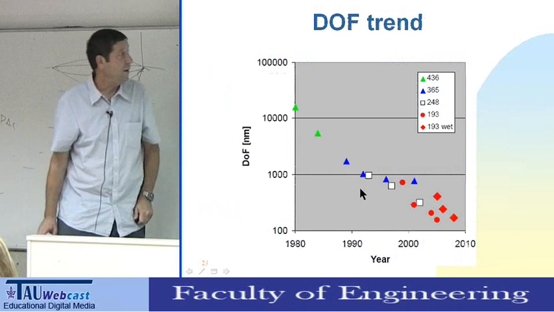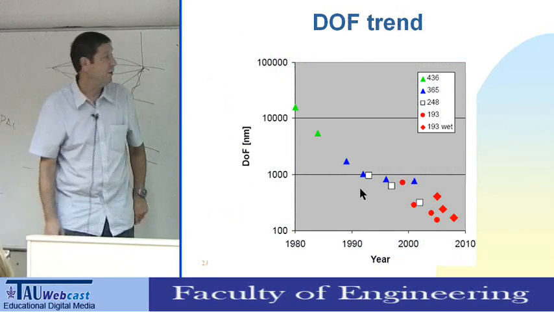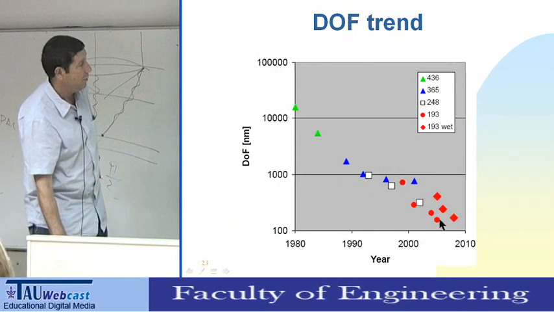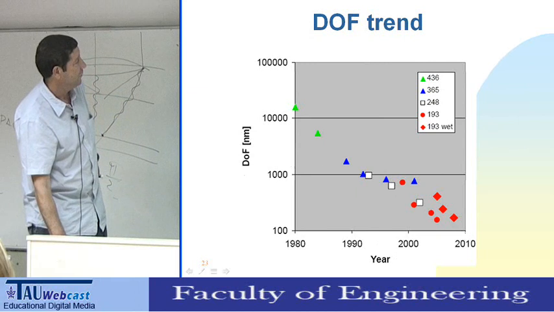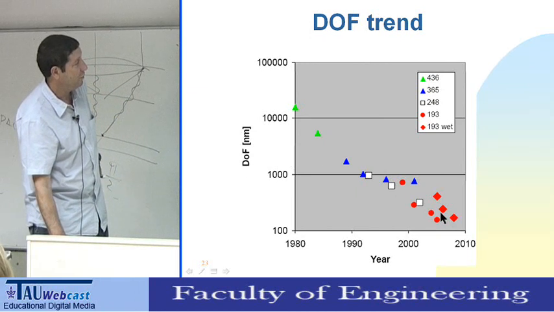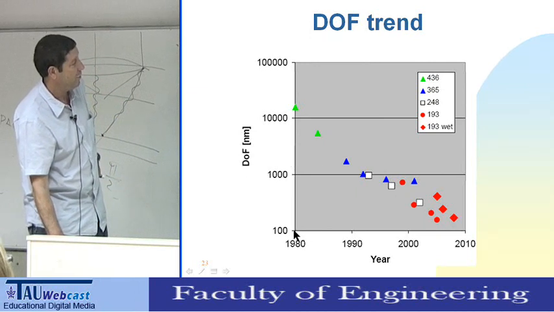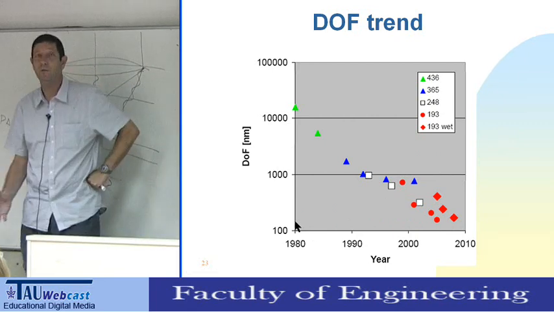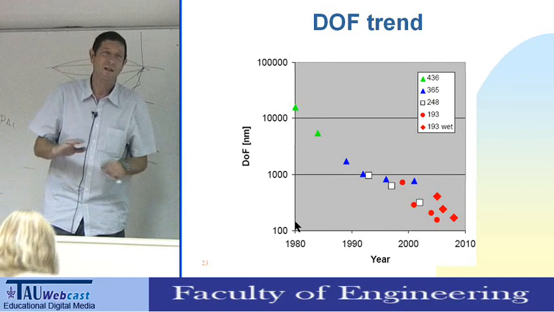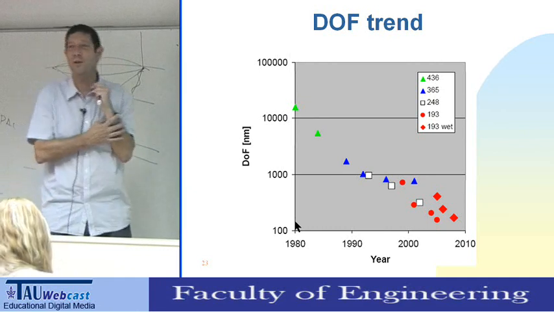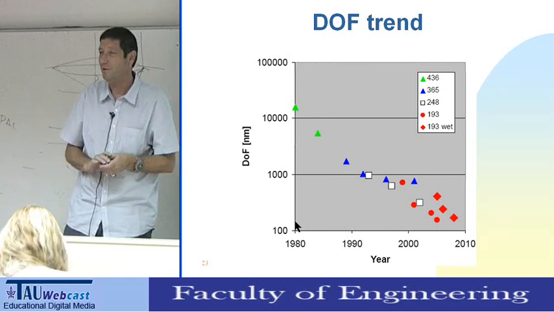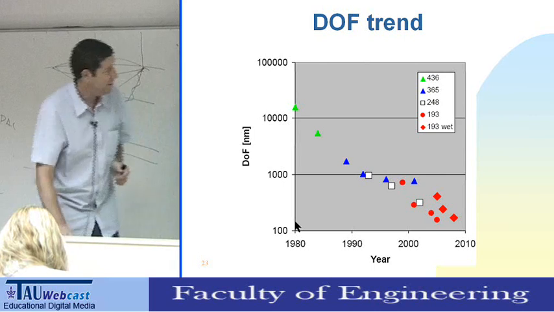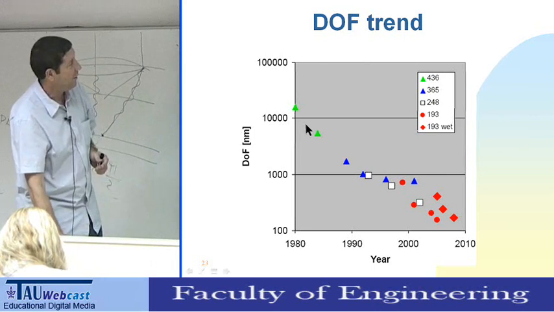So the other issue is to look at the depth of focus trend. The 2010 depth of focus of the system today is in the range of between 100 to 200 nanometers. Those are the practical numbers, with all due respect to the equations. But you can see that along the years, the depth of focus is going down.